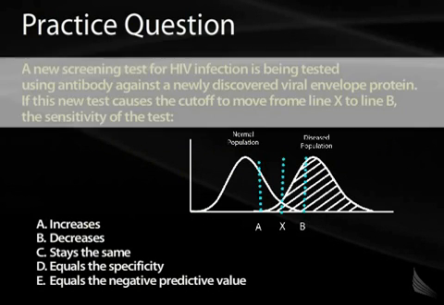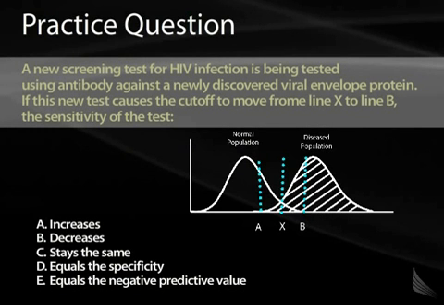Practice question. A new screening test for HIV infection is being tested using an antibody against a newly discovered viral envelope protein. If this new test causes the cutoff to move from line X to line B, the sensitivity of the test will do which of the following? Increases, decreases, stays the same, equals the specificity, equals the negative predictive value.